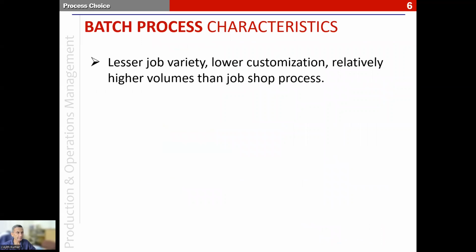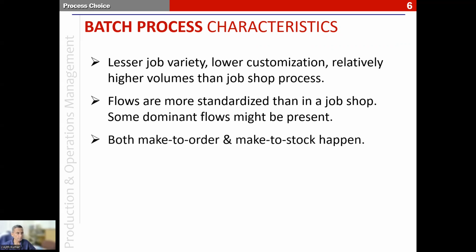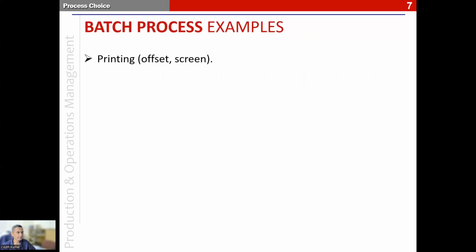So summarizing the characteristics of a batch process, there is lesser job variety in comparison to a job shop or a project. There is lower customization, relatively higher volumes, and a relatively higher degree of standardization. The flows are more standardized than in a job shop, and there might be some dominant flows present. For example, an offset printer might get one type of product, like one type of a textbook in large volumes repeatedly throughout the year. And both make to order and make to stock happen.